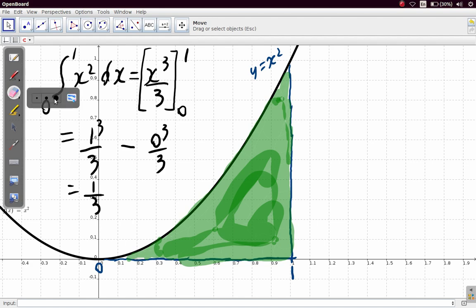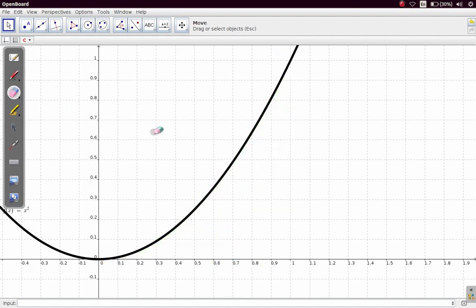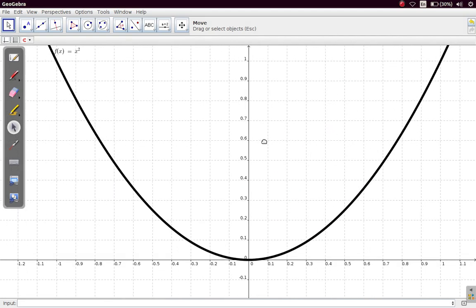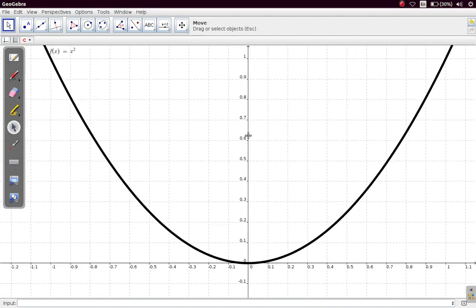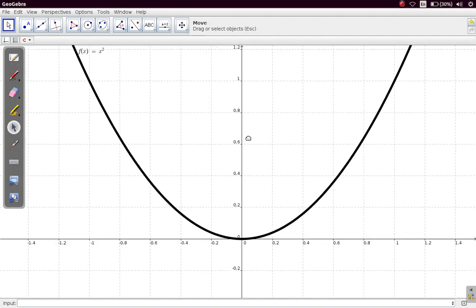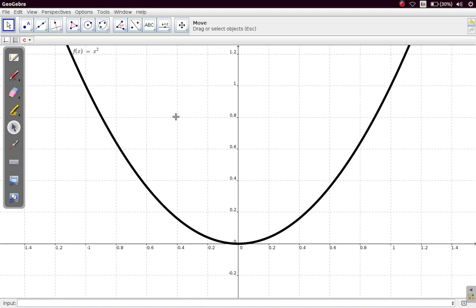So let's just erase everything we have here. Let's move our graph over. I'm going to zoom out a bit. Now, what I want to calculate here is the area. It is this definite integral, where the area is from -1 to 1 of x squared dx.